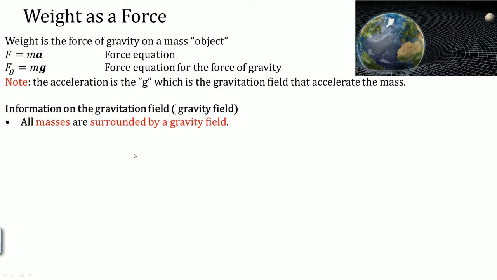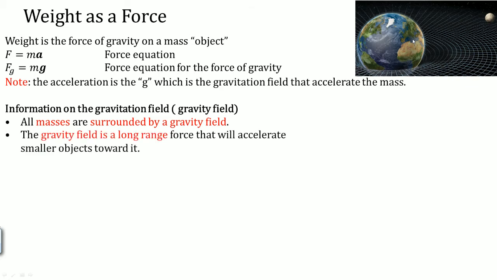This is the advanced image of what a gravitational field is. It's the warping of space-time. Notice the big mass of the Earth is bending this fabric around it. That is essentially like the gravitational field. Notice the gravitational field is a long-range force that will accelerate the smaller object towards it. So the bending of this mass will force objects to accelerate towards it.